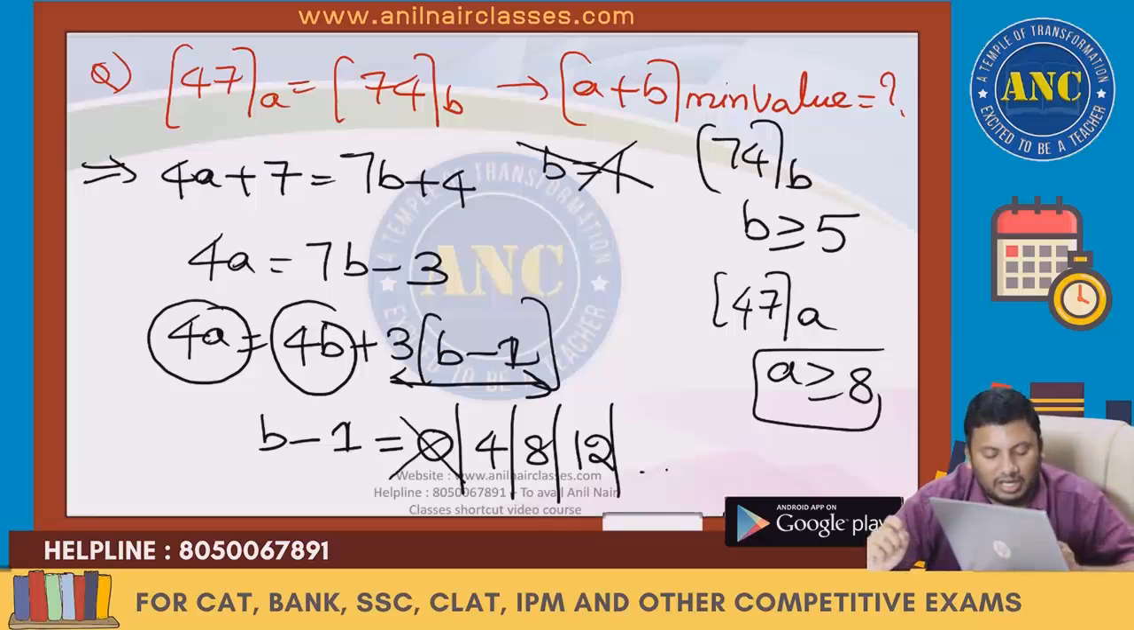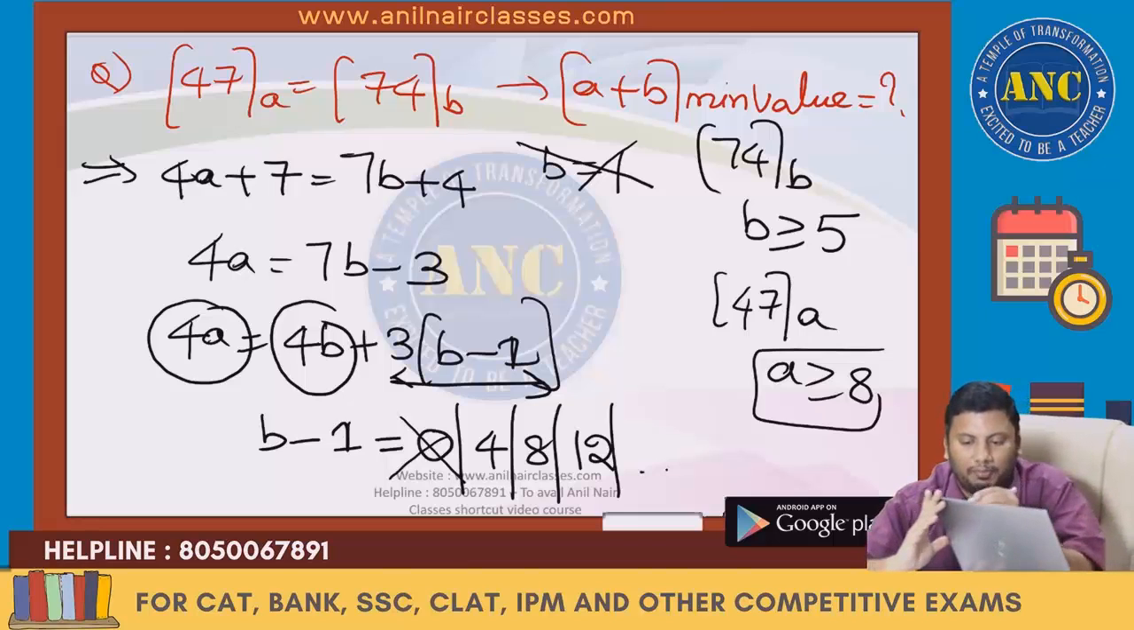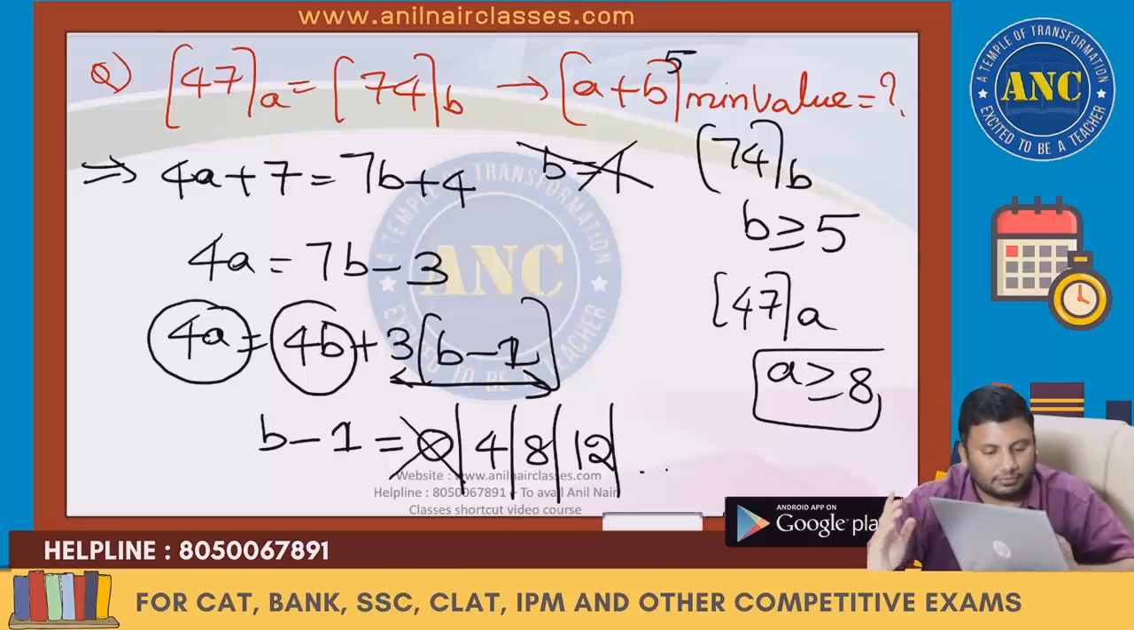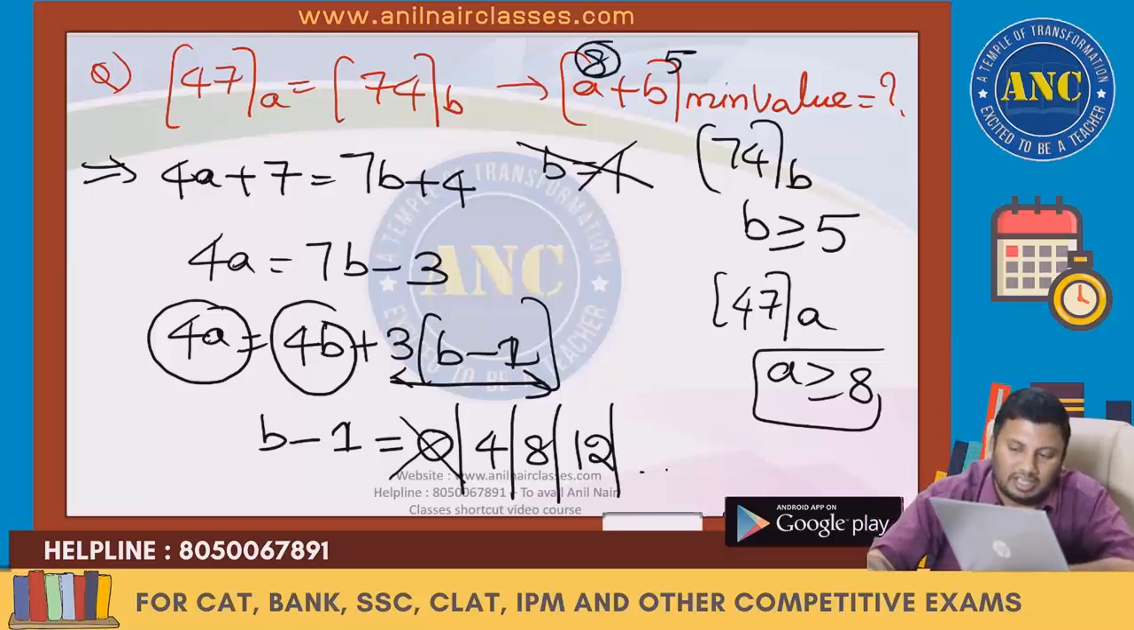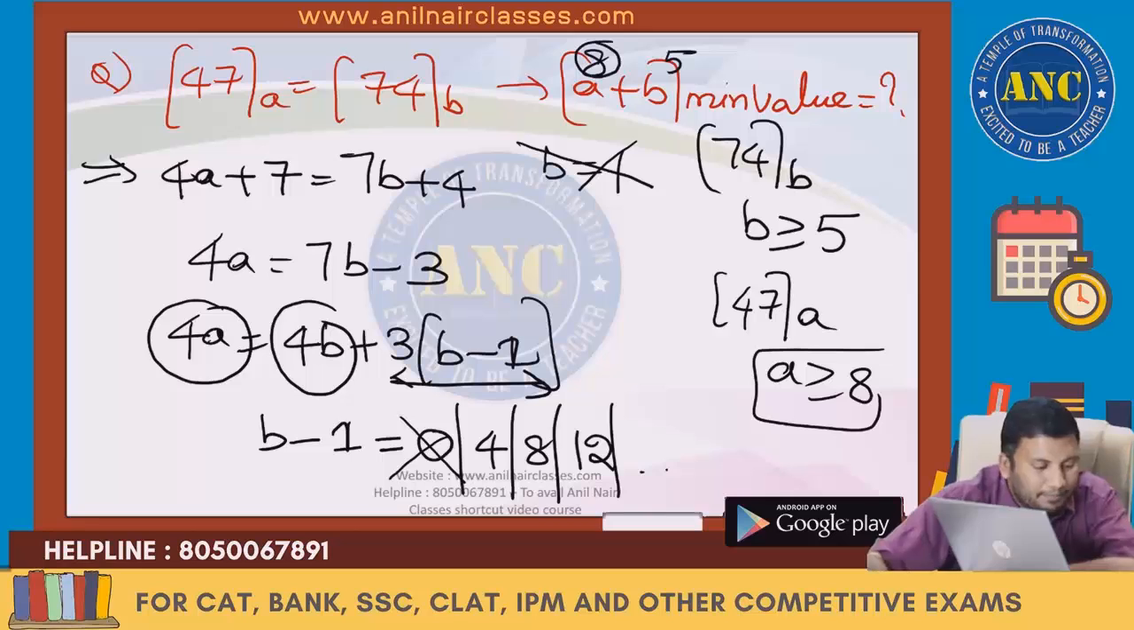B minus 1 is 4, B is 5. If B minimum is 5, 7 5s are 35 minus 3, 32. A will be 8. 8 plus 5, 13. I hope the idea is clear. 8 plus 5, it is 13. I hope the idea is clear.